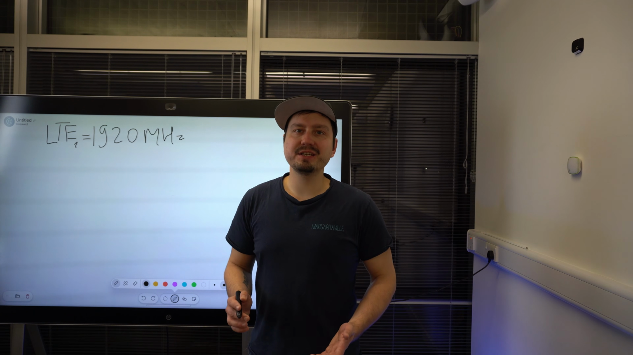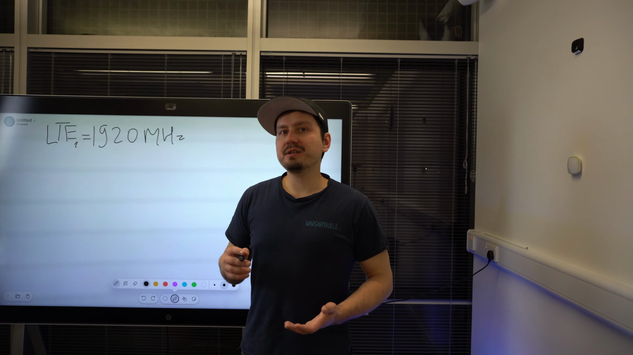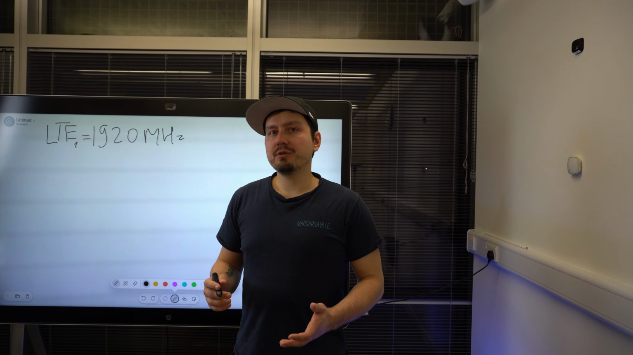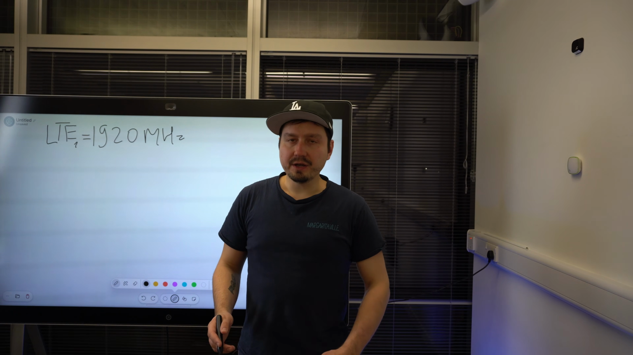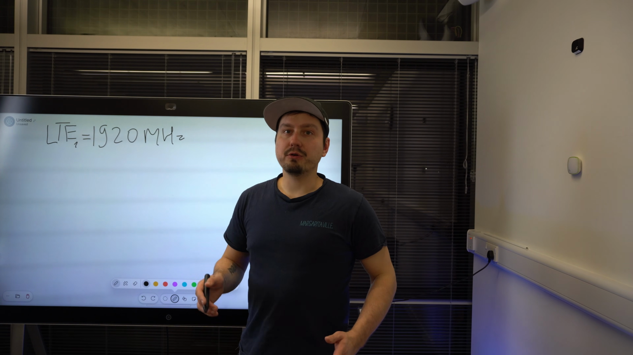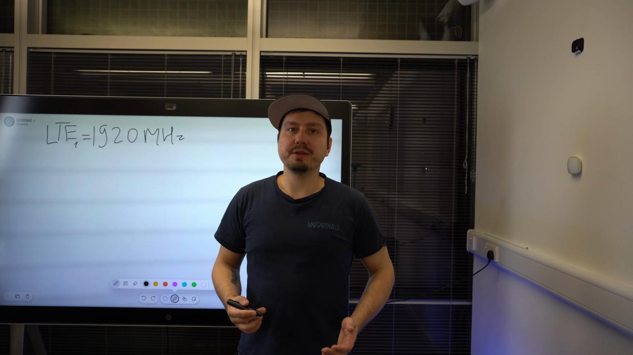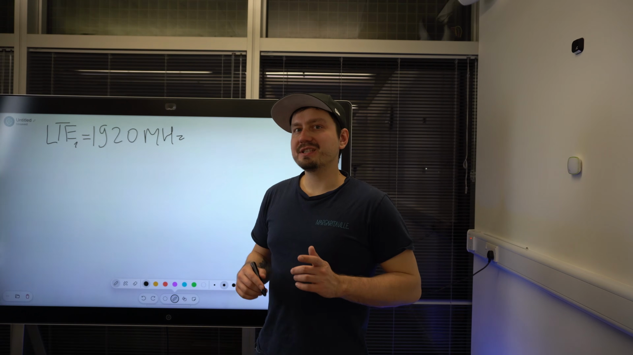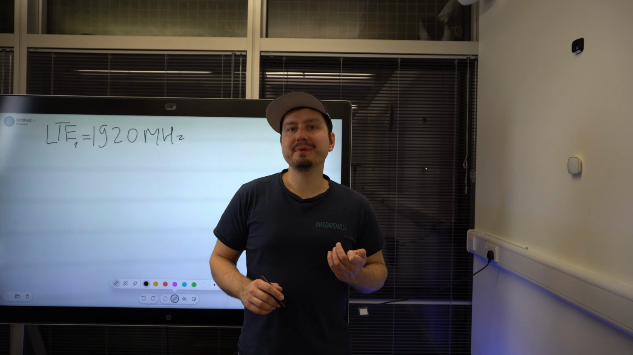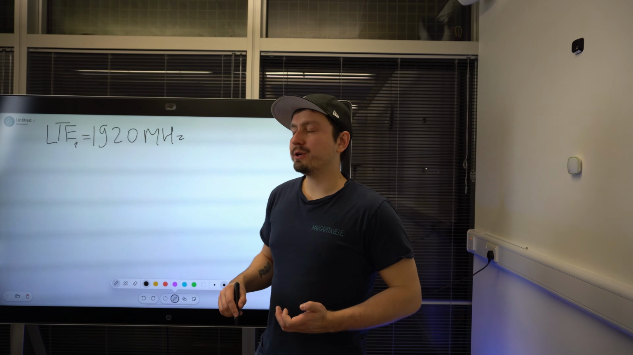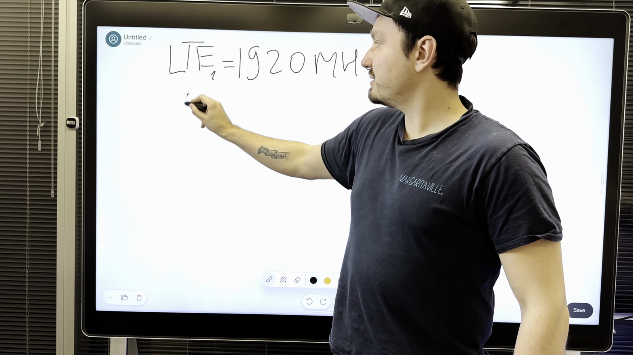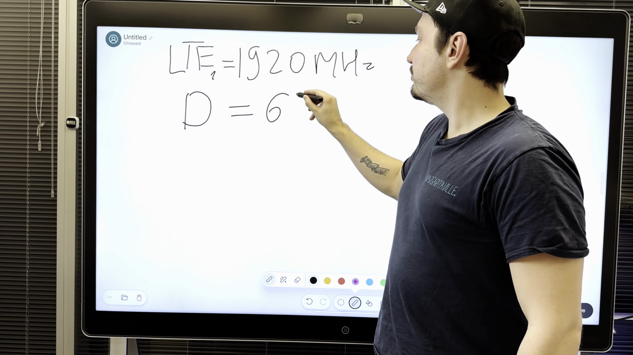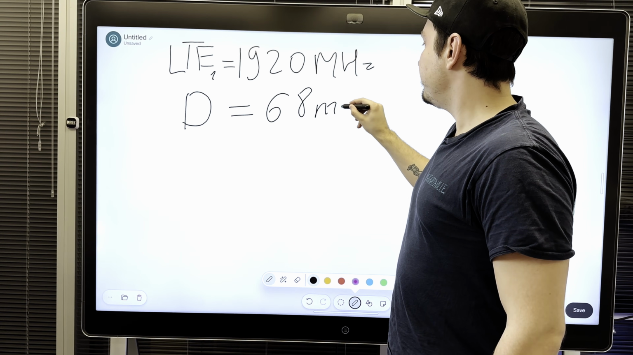But why is this correct, you may ask? Isn't it the opposite, that the largest frequency is going to give you the shortest wavelength and the lowest frequency is going to give you the largest wavelength? That is true. However, in our case, the largest antenna dimension is going to be the same for all frequencies. And as we figured out from the antenna datasheet, D is equal to 68 millimeters.